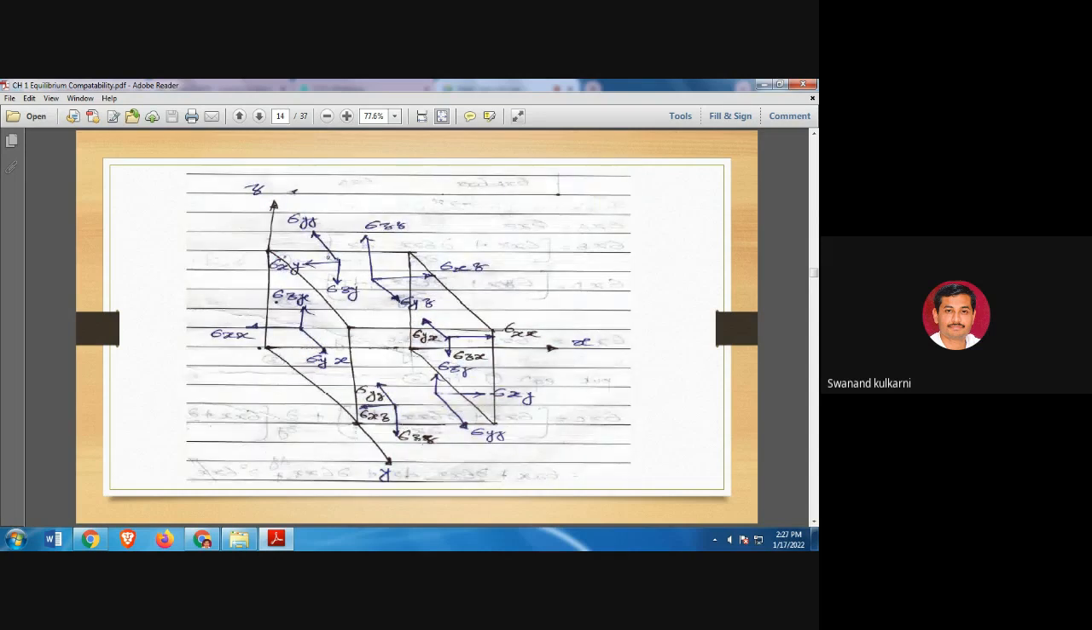Similarly here, the component of this z along the x direction is sigma xz, the component of this z along the y direction is sigma yz.